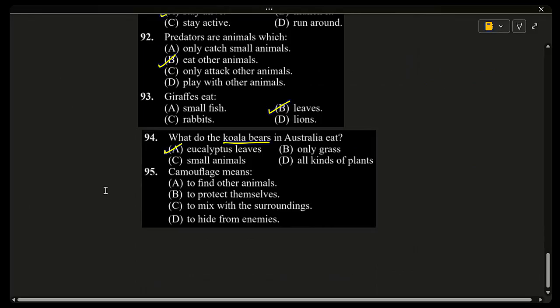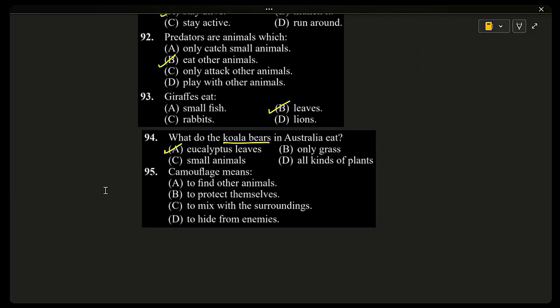Camouflage means to find other animals? No. To protect themselves? Camouflage means not protecting themselves. It is used to protect themselves, so it's not B. To mix with the surroundings? Yes. Camouflage means to mix with the surroundings. To hide from the enemies? No. To hide from the enemies, they use camouflage, but camouflage means to mix with the surroundings. So students, doubts in this passage, you can raise a hand now.